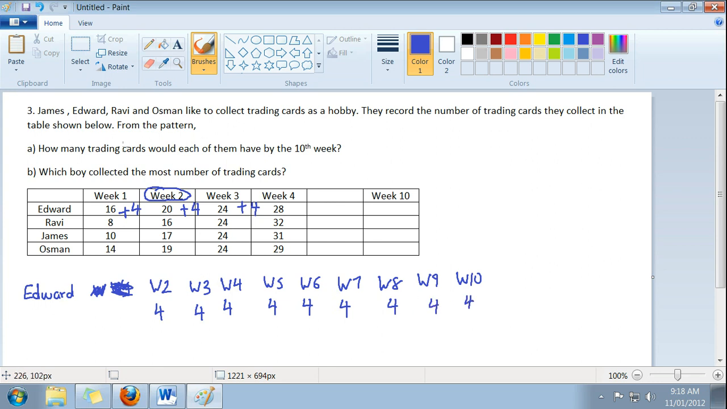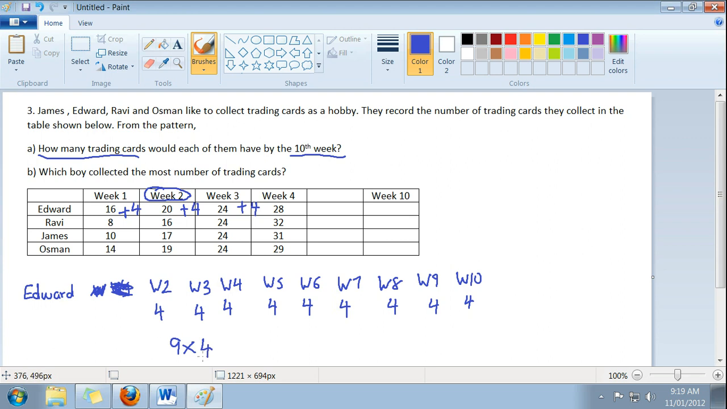Alright. Now the question is asking us, how many trading cards would each of them have by the 10th week? Okay. So let's not include week 1 because we know what week 1 is already. We have 1, 2, 3, 4, 5, 6, 7, 8, 9. So for us to get from week 1 to week 10, we need to have 9 weeks. Okay? Now the pattern is adding 4.